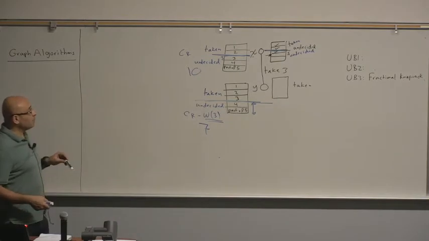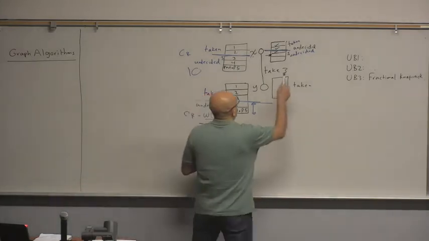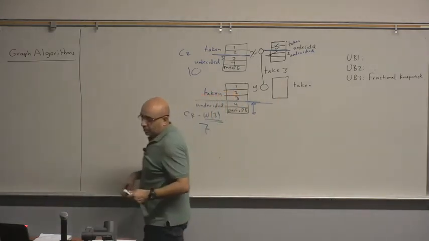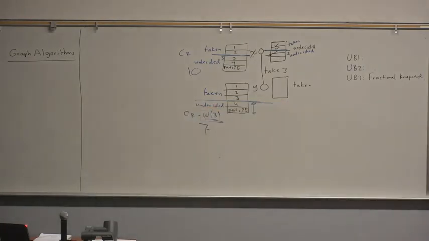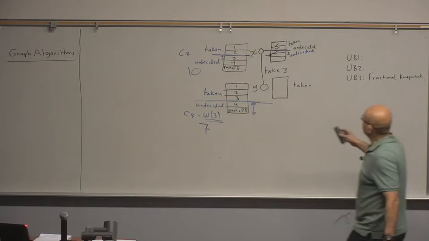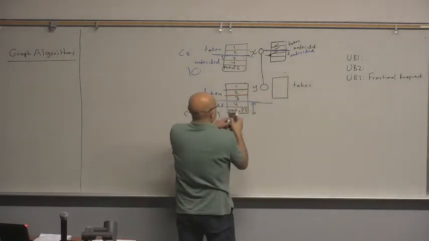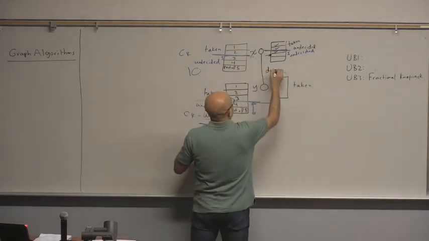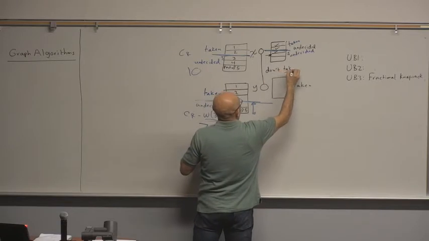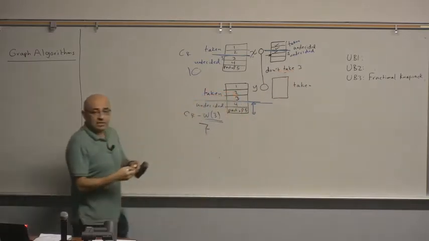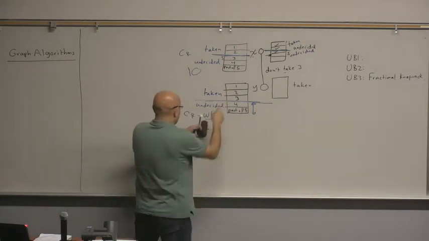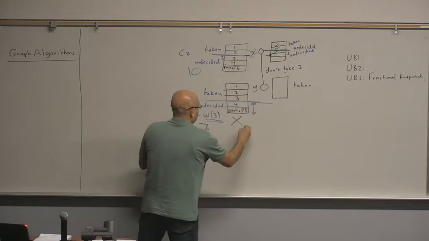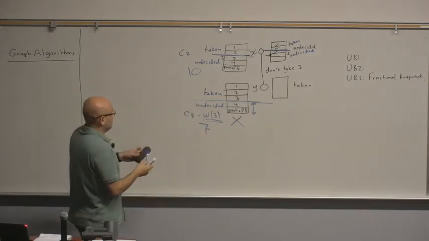However, if we choose not to take an item, like we choose not to take item 3, now the solution is going to be different, right? So now this will no longer be what we will have. What we will have is going to be this.